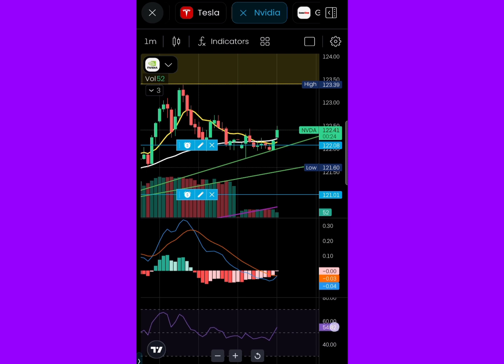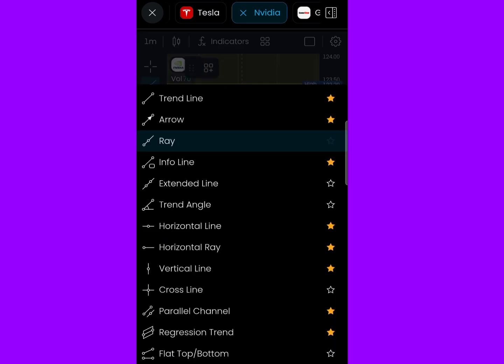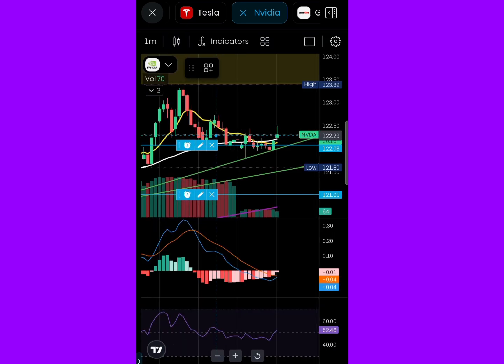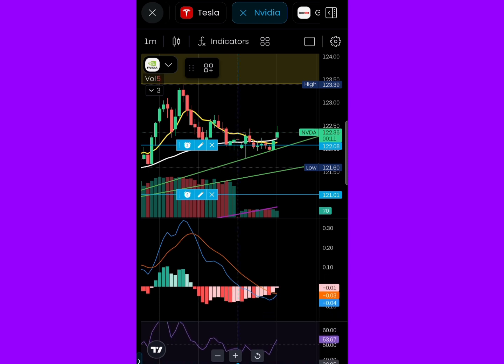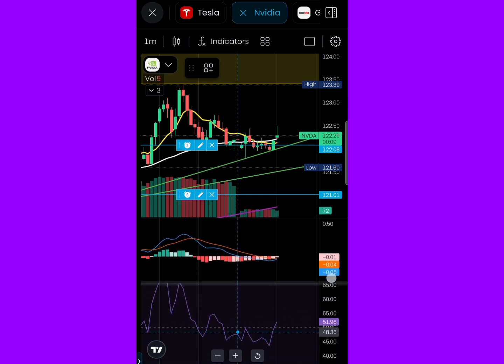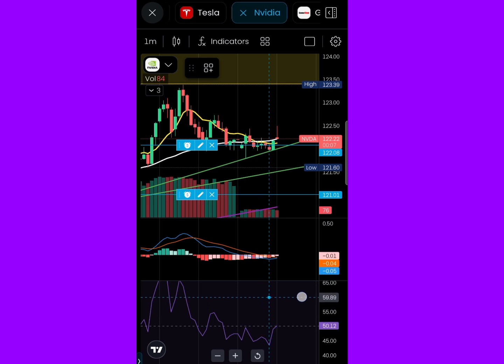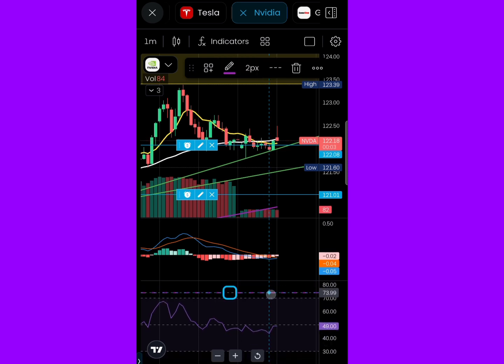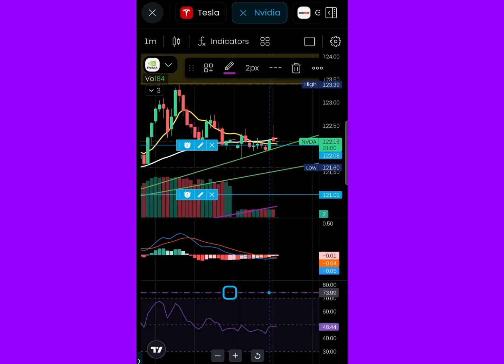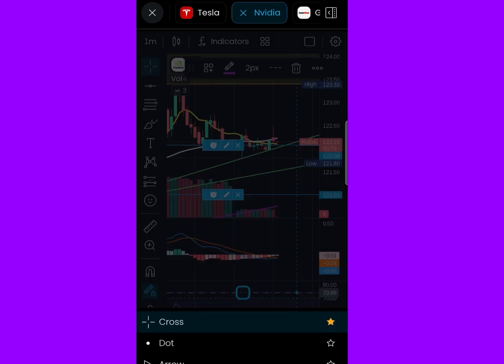And can you see down here, the RSI is heading beyond. Look, if I put in a horizontal line for you to see. So normally it will go past 70. So that's basically what we're looking at here.